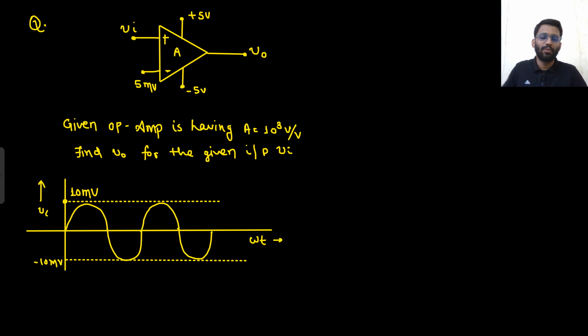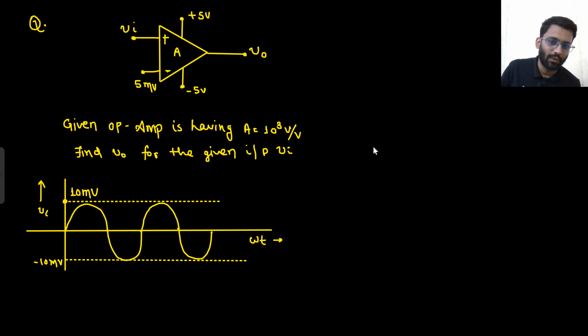So let's move to this question now. Your given OpAmp is having the gain of 10 to the power 3 this time. The gain is 10 to the power 3. You need to find the output voltage for the given input. The input is the same now, but the OpAmp is ideal. So what will be your output voltage?